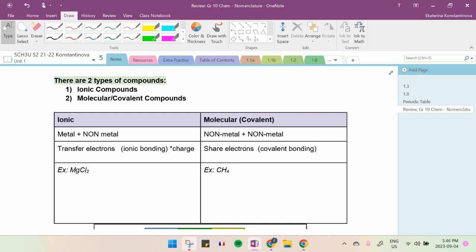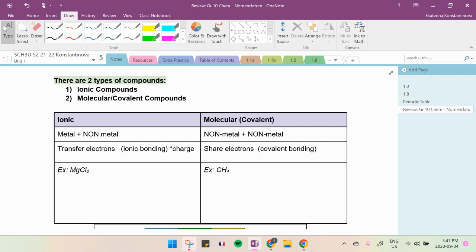For ionic compounds, you will have a metal and a nonmetal reacting together to form your ionic compound. For a molecular or covalent compound, you will have two nonmetals. The big difference is that ionic compounds will transfer electrons, which later on we'll talk about ionic bonding. And this is where we often refer to each element having a charge. We've talked about crisscrossing and dropping those charges, which we'll cover a little bit later.